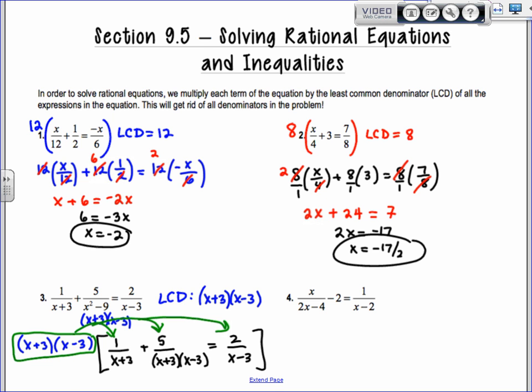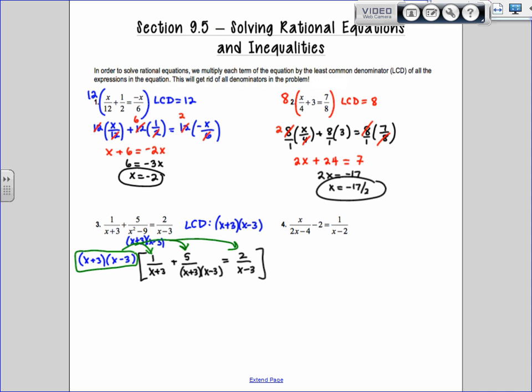So here's what's going on. I'm taking my x plus 3 times x minus 3, and I'm multiplying it into the first thing. So take your fingers and cover up your x plus 3. Don't cross them out like I am. Just take your finger and cover them up. So you're left with x minus 3. Do you guys see?